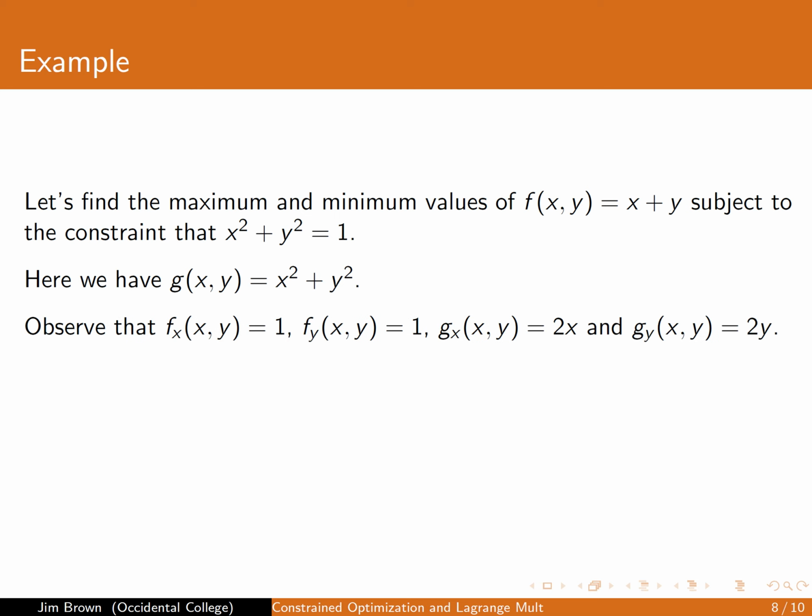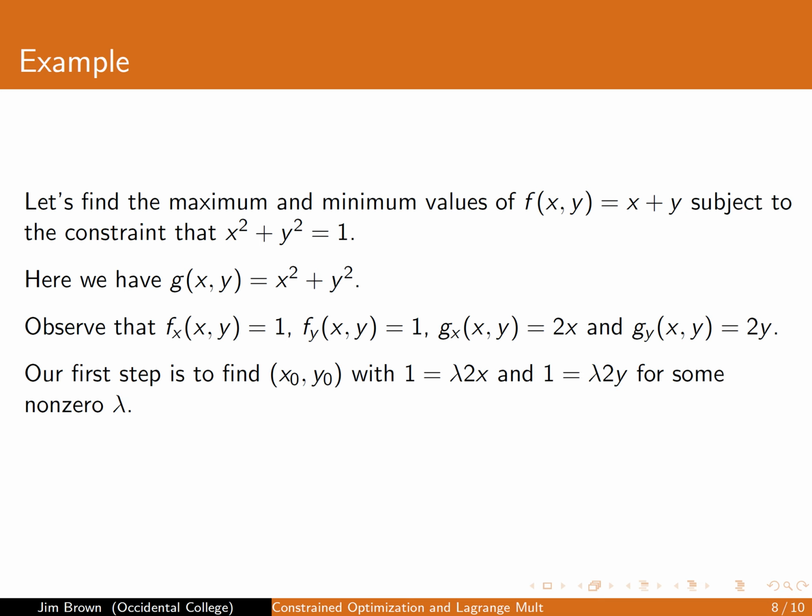So we take these partial derivatives. These are all easy to take. So partial of f with respect to x is 1, partial of f with respect to y is 1, partial of g with respect to x is 2x, and partial of g with respect to y is 2y. And now we set up our equations. So we want to find where f sub x is equal to lambda g sub x. That's where 1 is equal to lambda times 2x. And same thing with the partials with respect to y. So I get 1 is equal to lambda times 2y. And this is for some constant value lambda that's non-zero.